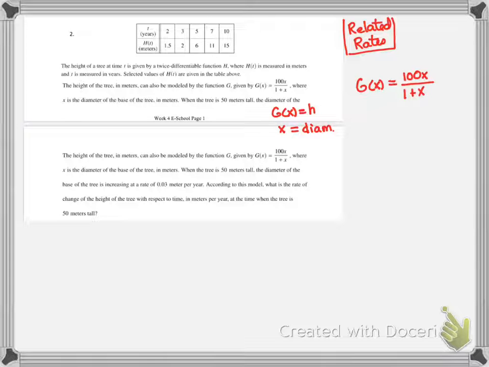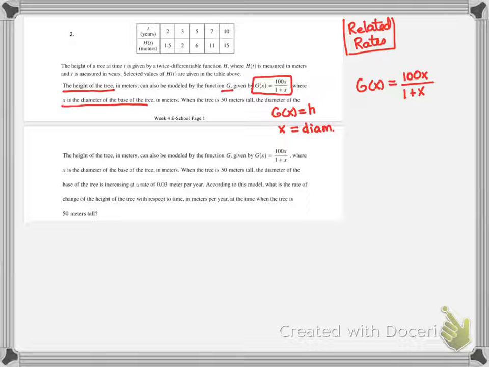As we think about this problem, of course, there's lots to read here. G represents the height of the tree, and X represents the base, and here we have an equation that relates the two. Then we go down and look. What are we being asked to do?